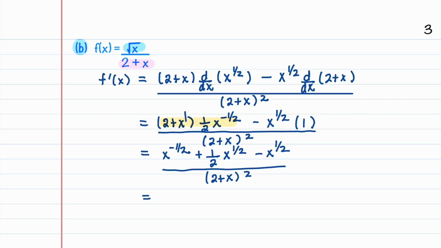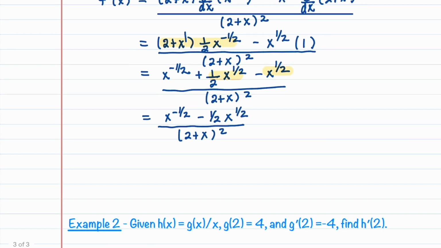Now let's see what we have. It looks like we can combine this term and this term. So we have x to the minus 1/2 minus 1/2 x to the 1/2, all divided by 2 plus x quantity squared. When you use the quotient rule, most of your time is going to be spent on algebra simplification.